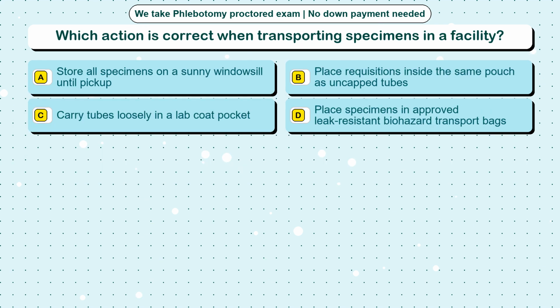Question 65. Which action is correct when transporting specimens in a facility? Option A, store all specimens on a sunny windowsill until pickup. Option B, place requisitions inside the same pouch as uncapped tubes. Option C, carry tubes loosely in a lab coat pocket. Option D, place specimens in approved leak-resistant biohazard transport bags.